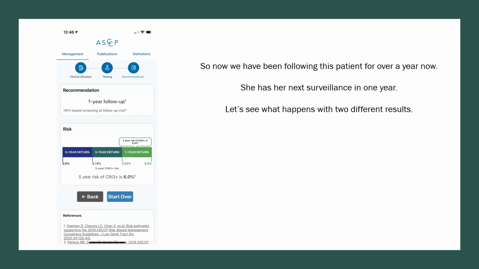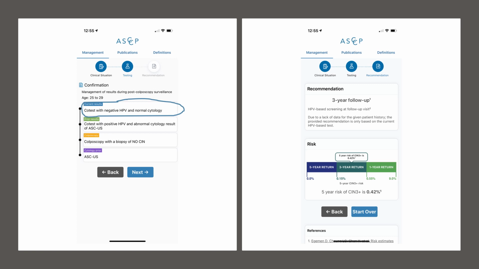So let's take the same patient and see what happens with 2 different results. I just skipped the initial screens and jumped to that summary confirmation screen, since we've seen all of the initial screens to begin with. So in this case, it was management of results during post-colposcopic surveillance, because we're still in that post-colposcopy surveillance. And you can see that for her current results, we're going to say she was co-tested with negative HPV and normal cytology.